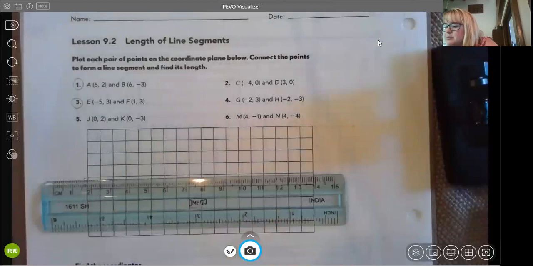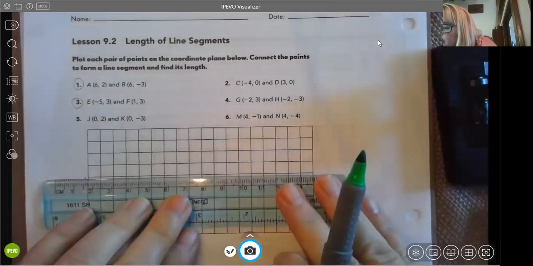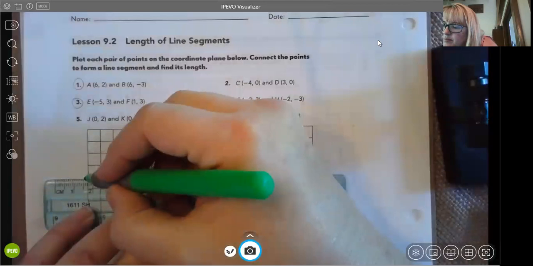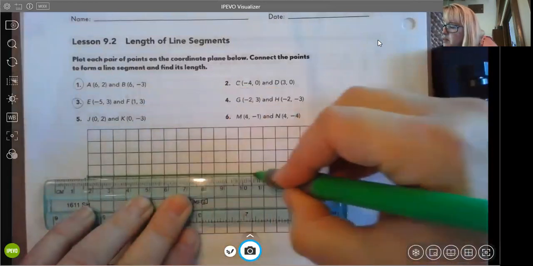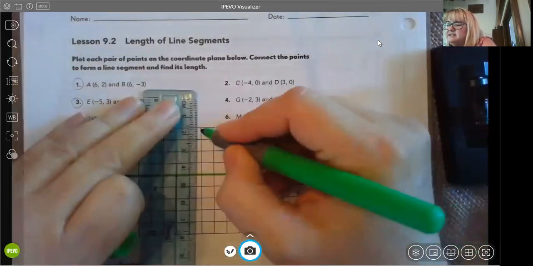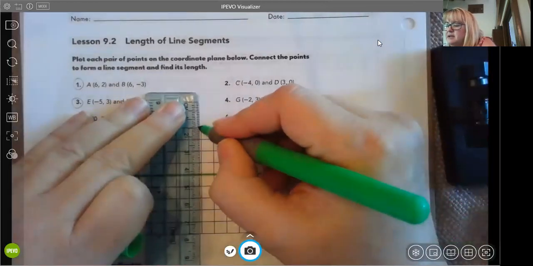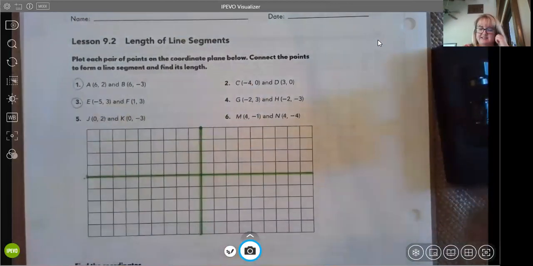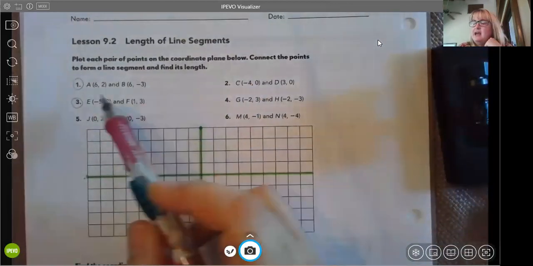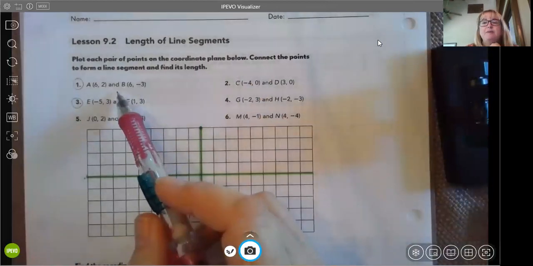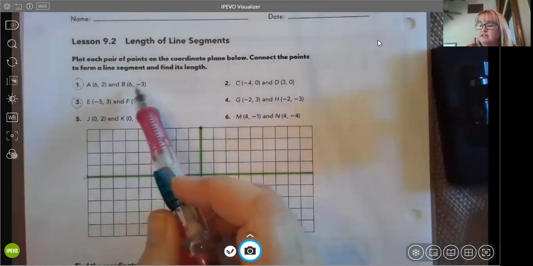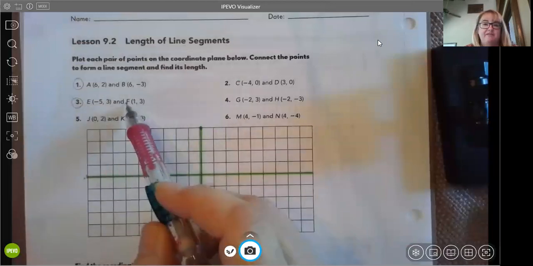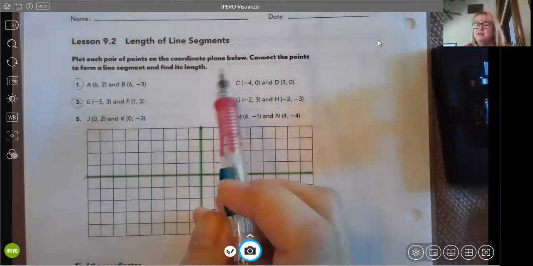We'll put the X axis approximately in the middle. And we'll put our Y axis about in the middle as well. Okay, so here's our X and Y axis. Now we need to plot A and B, and then we'll connect them, and it will make a line segment, and we'll see how far it is. And then we'll connect E and F. We will plot these 2 points, connect them, see how far the line segment is. And then the same thing with the other points.